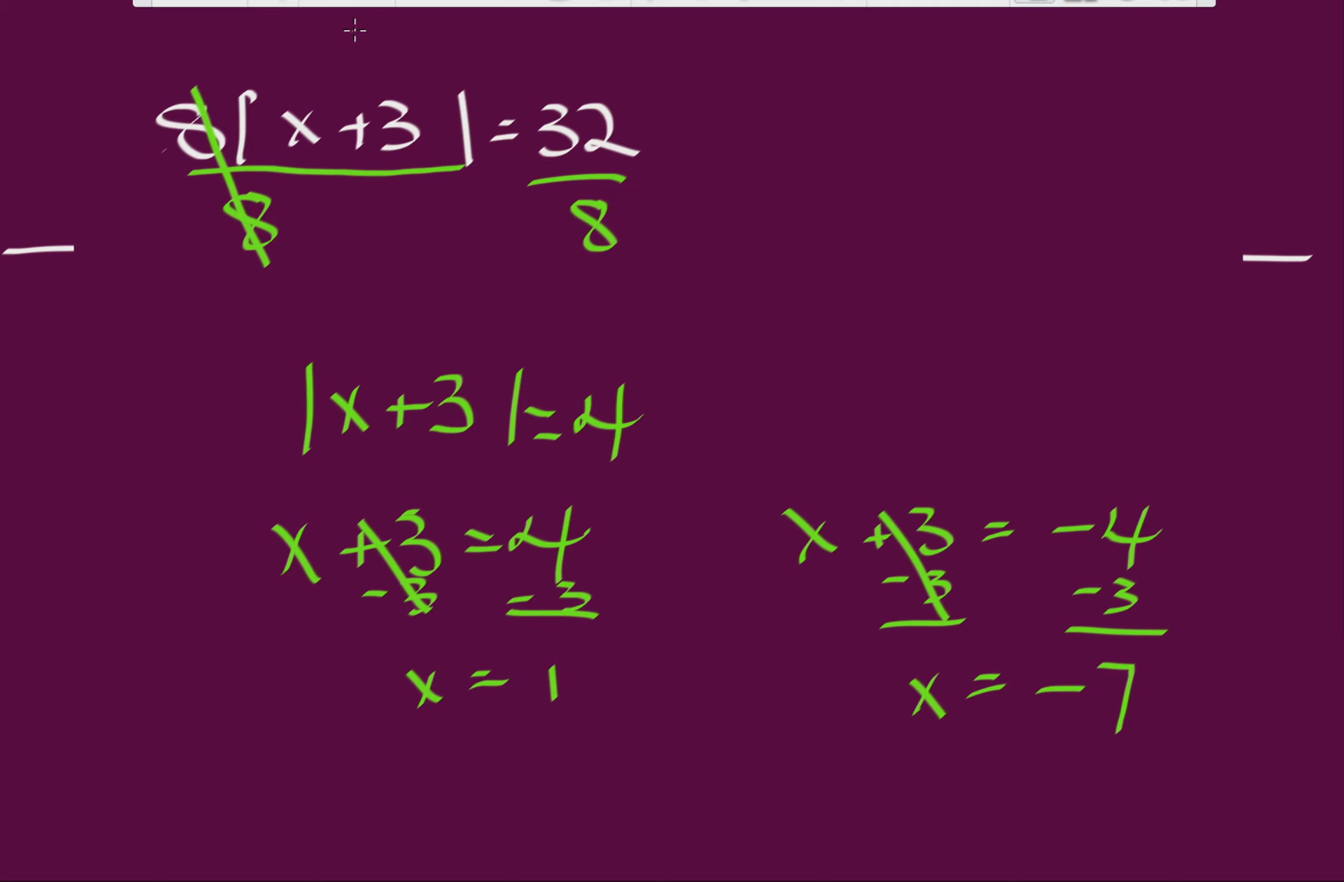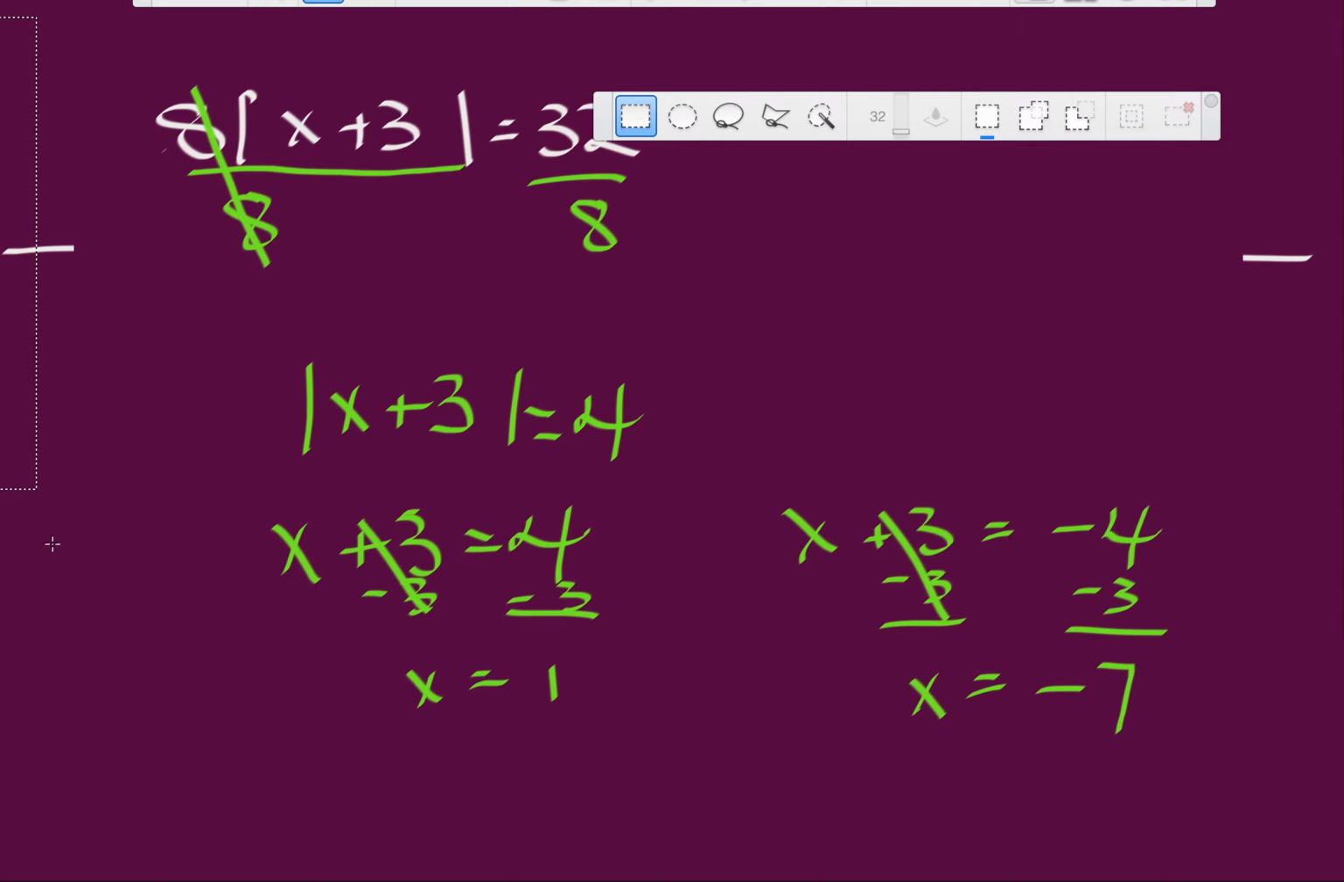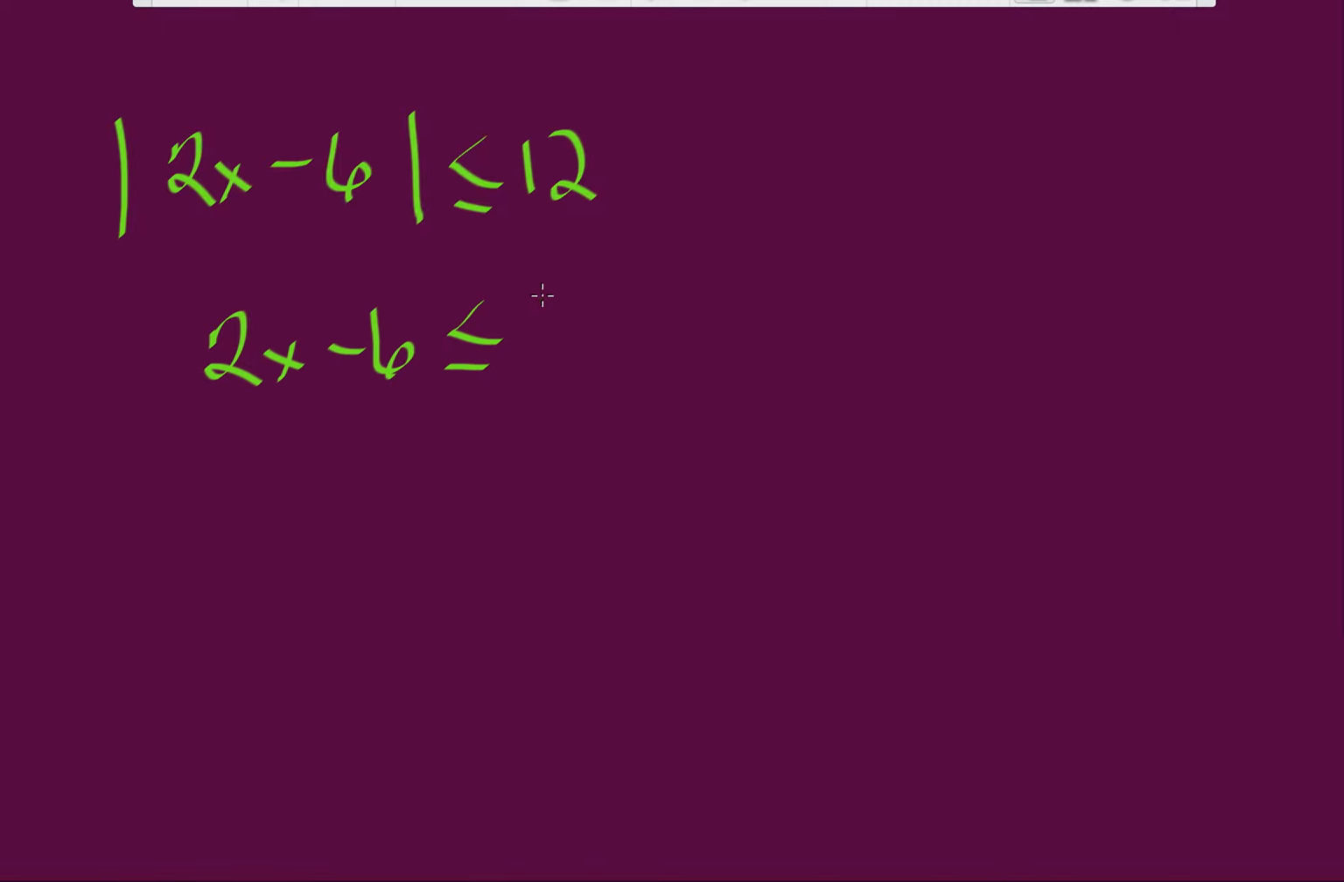Absolute value inequalities. So let me start getting rid of this. There we go. And here we go, absolute value inequality. So we have the absolute value of 2x minus 6 is less than or equal to 12. Okay? The only thing that's different is this guy right here. Right? You solve it the same way. You solve for both the positive and negative values. So you solve 2x minus 6 is less than or equal to 12.